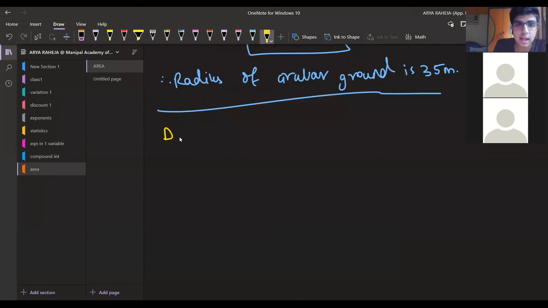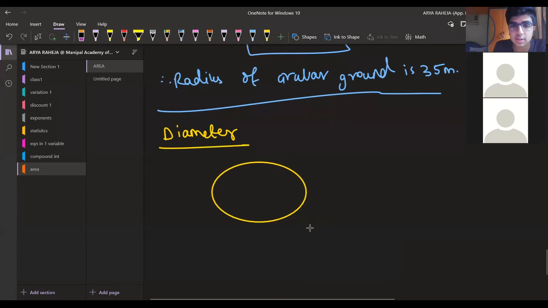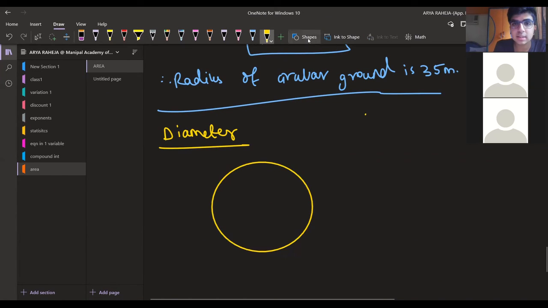So there is one more term. Okay, this is called diameter. I explained radius earlier. Now let's see what diameter is. Diameter is basically a line which joins two ends of a circle. Its property is that it also passes through the center. So diameter is a line which joins these two ends and passes through the center of the circle.